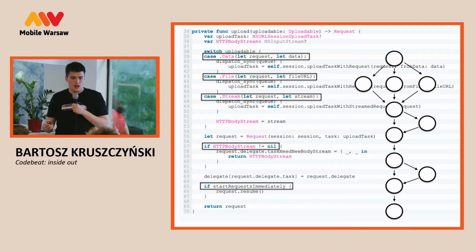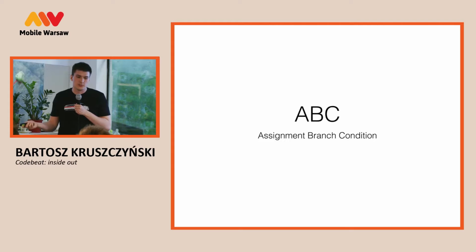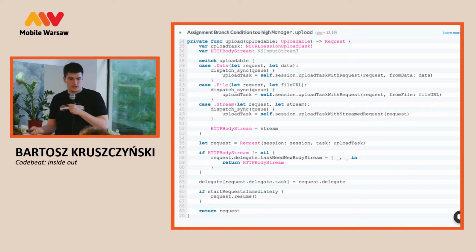We also calculate ABC, which is assignment branch condition. It's also a number, and the bigger it is, the more complicated the function is. And you want your functions to be simple, because simple functions are better and easier to understand, and easier to refactor, and easier to move. So we have the same function. It's a pretty bad function.